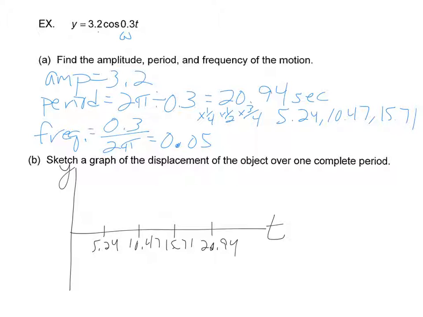And then the highest it's going to go is 3.2. That's the amplitude. The lowest it's going to go is negative 3.2. It is a cosine graph, so cosine always starts up at the highest point when you're at 0. When time is 0, time is just starting. And then it crosses, lowest, crosses, and highest.